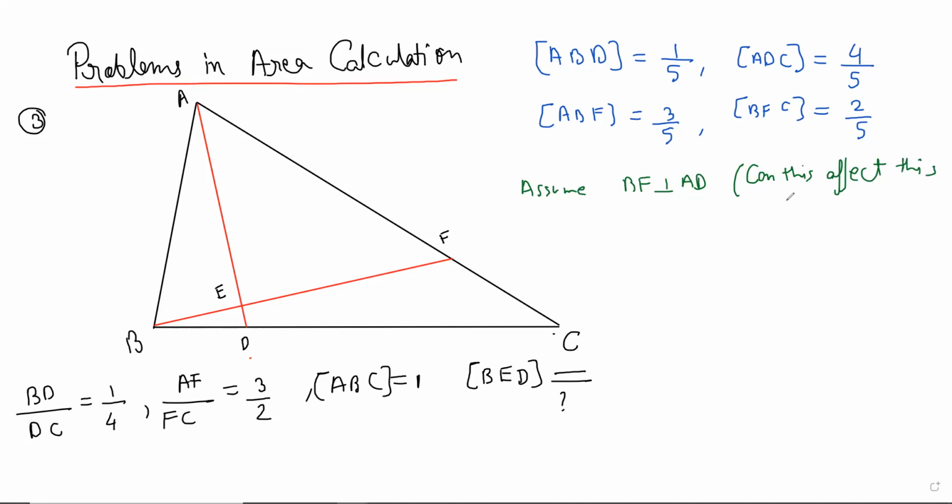Let's think. This is a subtle thing which will help you gain more intuition about areas. Can this affect the answer? What does this question mean? Yep. If you compare this with the equilateral triangle thing, let me write this clearly: why does assuming ABC to be equilateral not affect the answer?